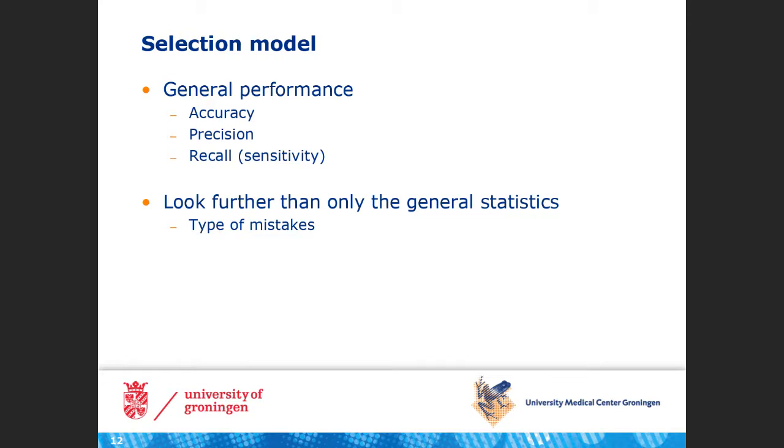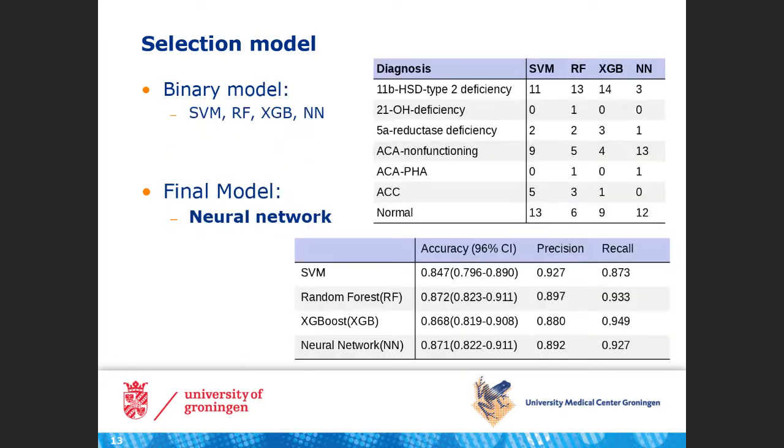I will only discuss the binary classifier today, how we chose that, because the multi-class classifier we decided on in the same way, but for the time being I will only discuss the binary classifier. So for the selection of the binary model, the first step of the clinical classification tool, we tested 4 different machine learning approaches. For the time being, I will not explain how these approaches all work, but they are quite different.